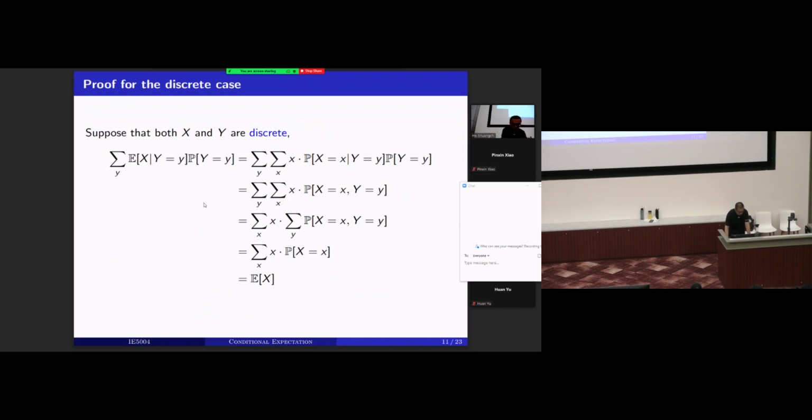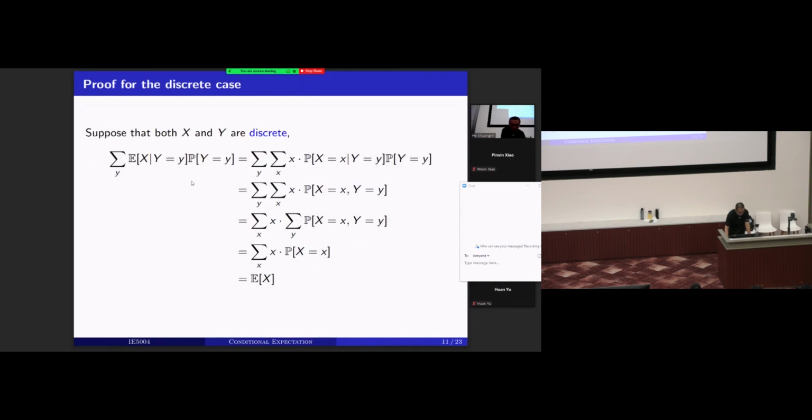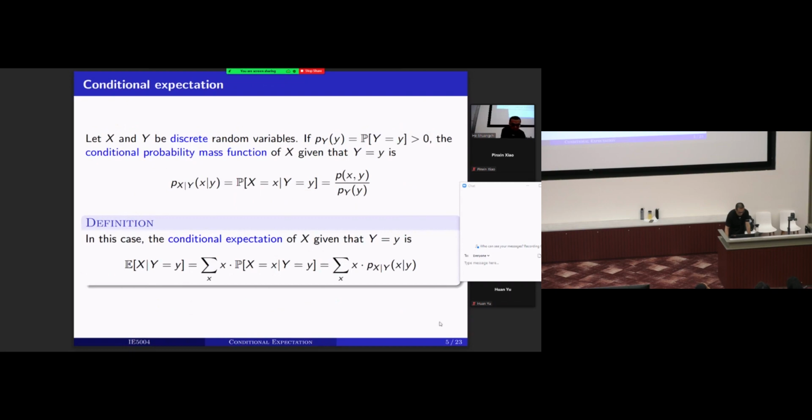So let's see how to prove this. Let's consider the right-hand side first. The right-hand side looks like that, right? It's a conditional expectation times the probability about random variable y. Let's first think of how to calculate this conditional expectation. This one is pretty simple because we discussed that at the beginning of this lecture. The definition is here, right? If you wish to calculate such a conditional expectation, you just follow this formula.